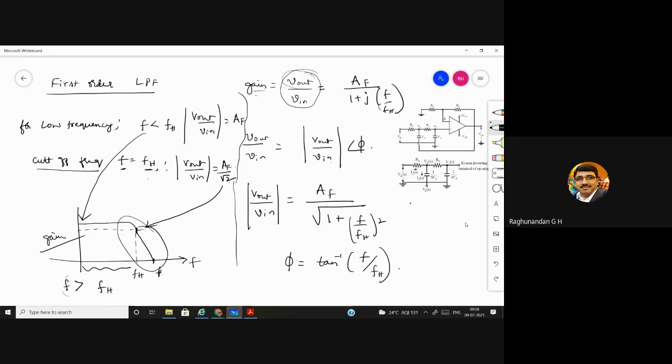What will happen when frequency becomes greater than FH? See the diagram, you will understand. You should think. If you have a doubt, you can ask me.